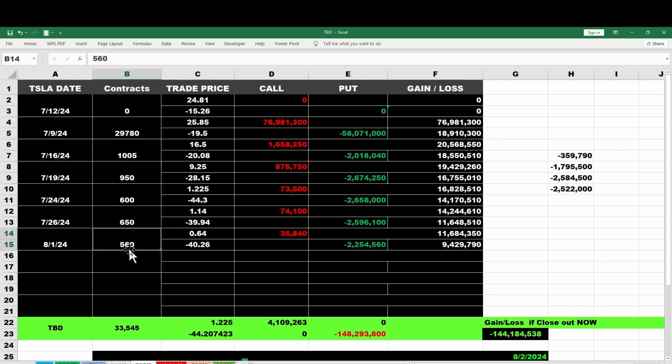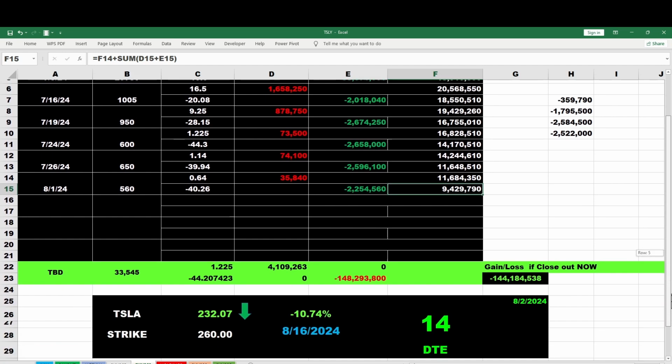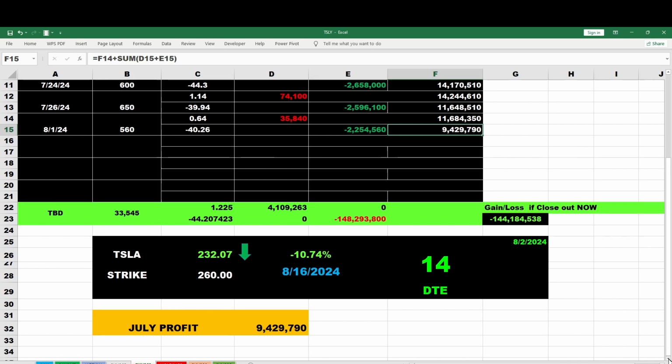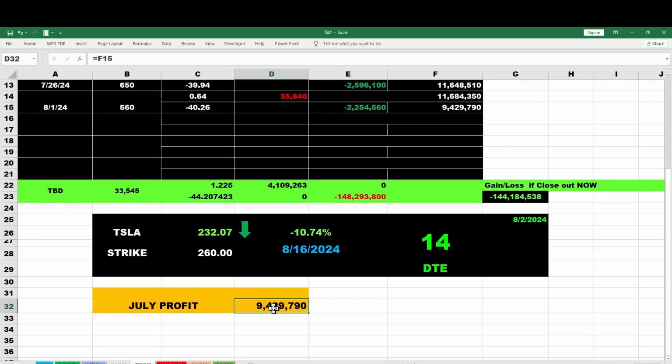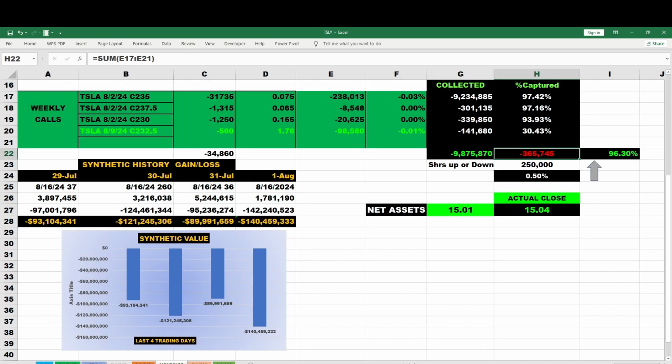So on 8/1, 560 contracts got us 2,219,000. That's the difference here. So that brought our gain down, or for a loss, but we had been losing 76 million, and it's just dropping. So that's positive. So our loss is now 9 million on the 200. When we get to payouts, we'll talk about that.